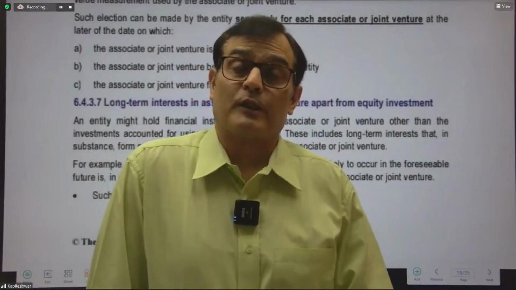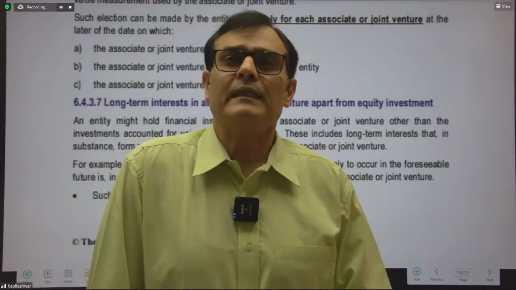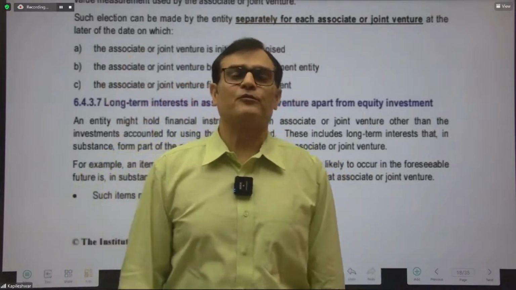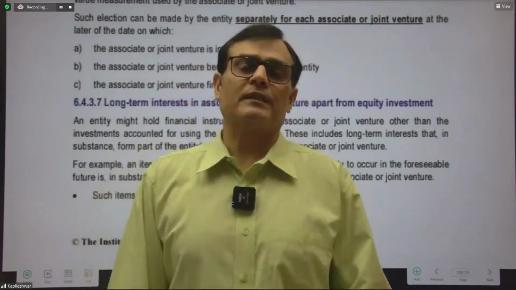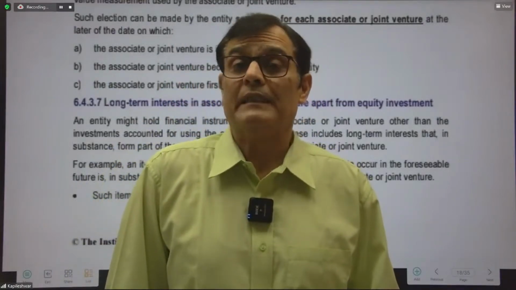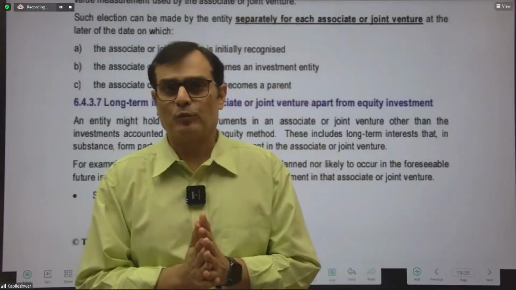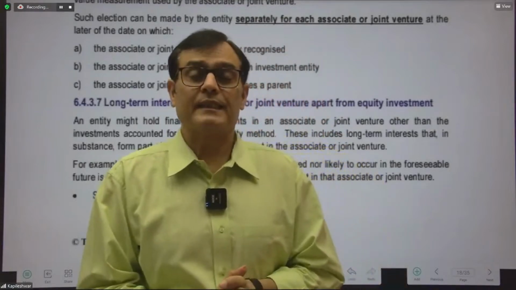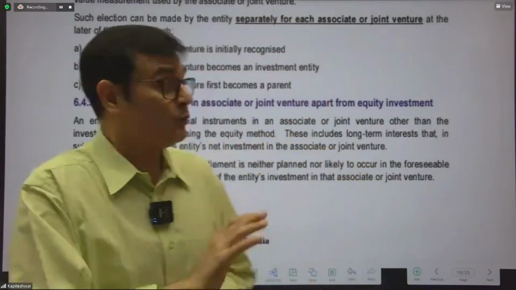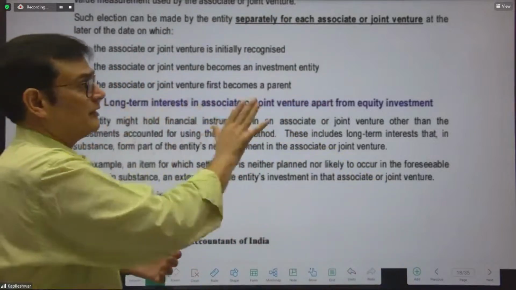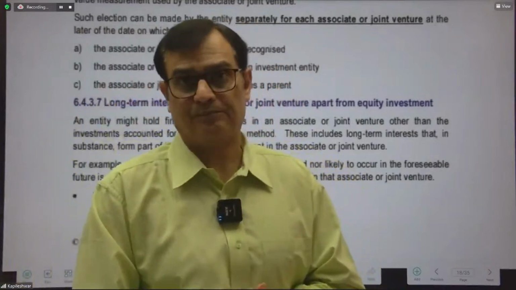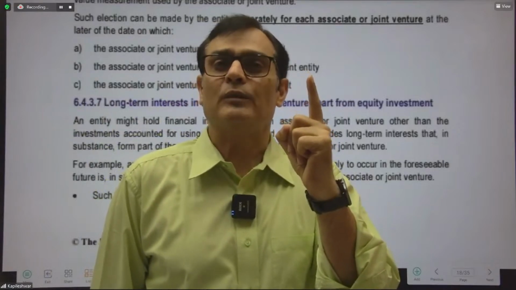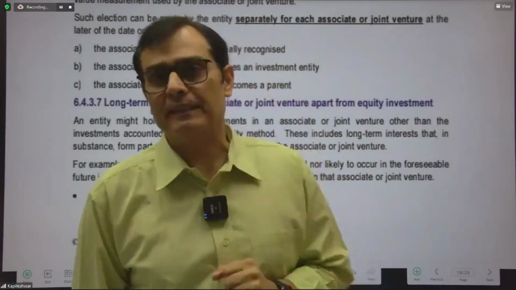Technically speaking, if you ask me how many types of questions can come under Ind AS 28, I would say there are four types of questions. One is a profit-making associate with the investor having no long-term interest other than equity. Mind the language carefully. So one of the plain vanilla questions is that as an investor, you've got only equity investment and the associate is a profit-making company.